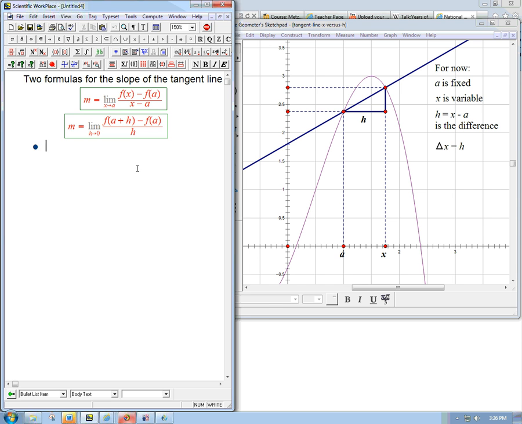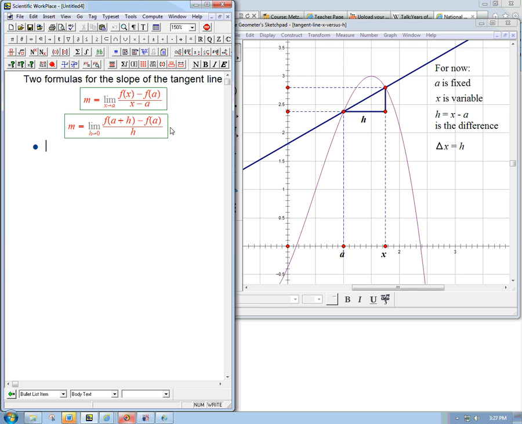I want to talk about the two formulas that we've seen so far for the slope of the tangent line, and just why there are two and what's the relationship between the two. They're really very, very similar. You shouldn't think of them as two totally different ways of doing things. The main difference is the algebra turns out to feel a little different in the different ways.